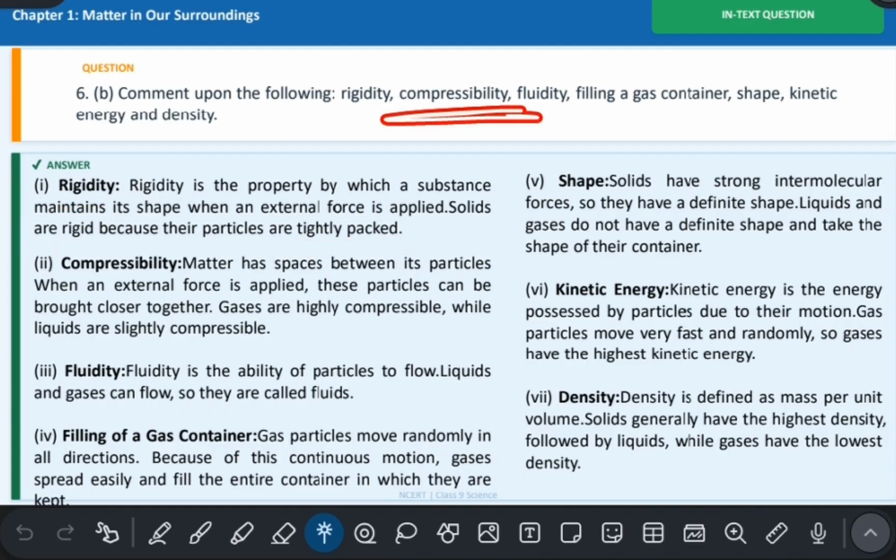Next is the compressibility. Now matter has spaces between its particles. When an external force is applied, these particles can be brought closer, and this is called compressibility. Gases are highly compressible while liquids are slightly compressible. Next is the fluidity. So fluidity is the ability of particles to flow. Liquids and gases can flow, so they are called fluids.